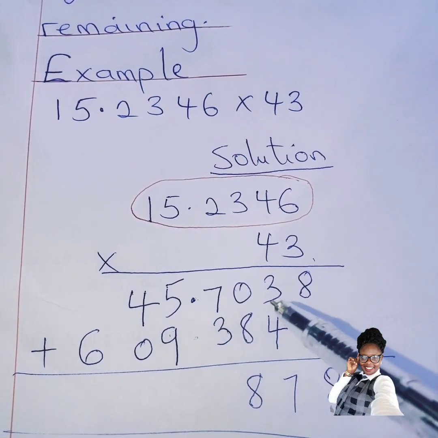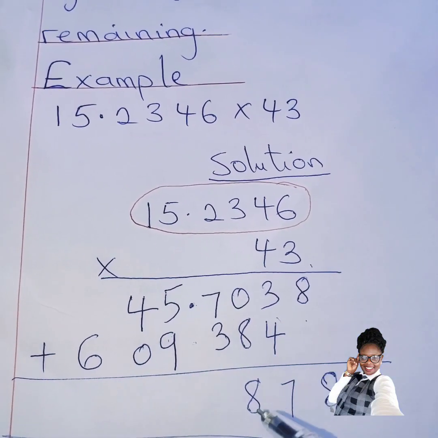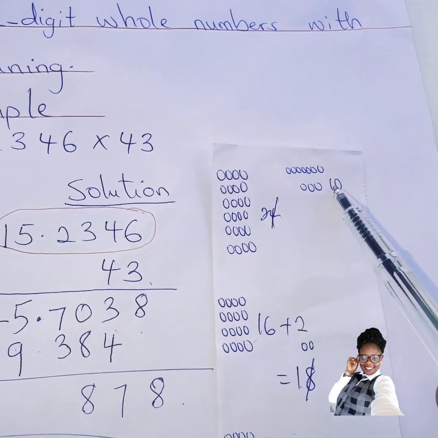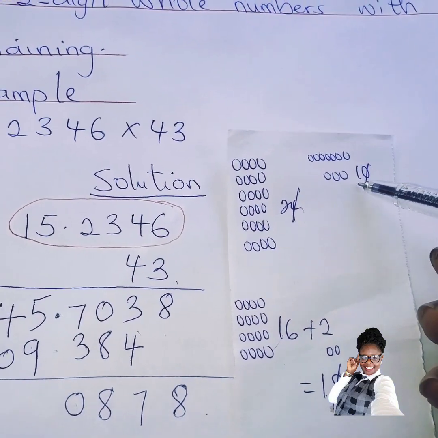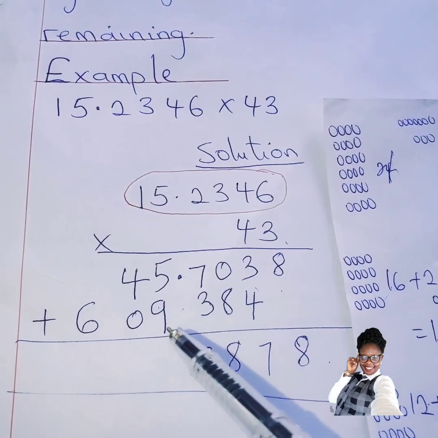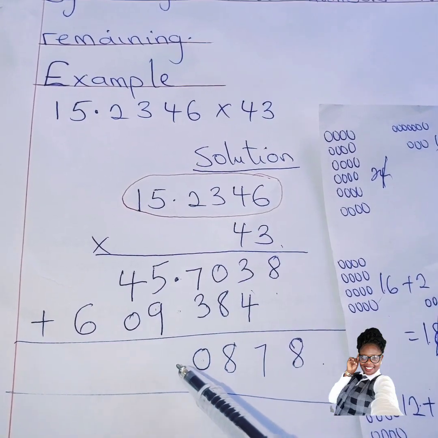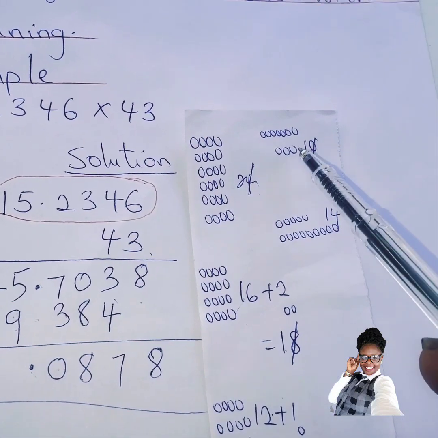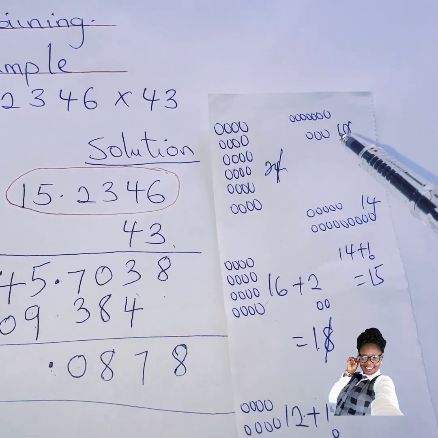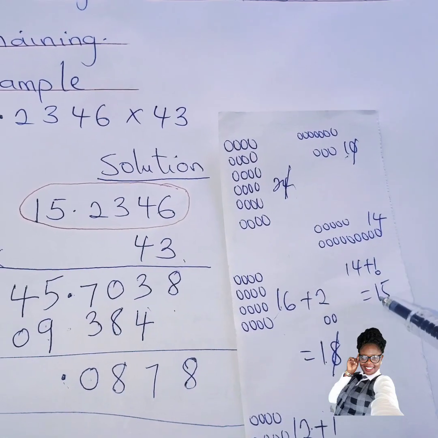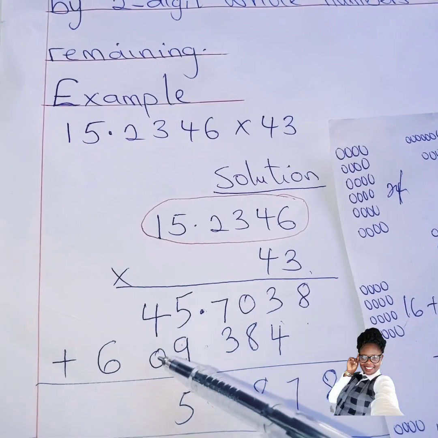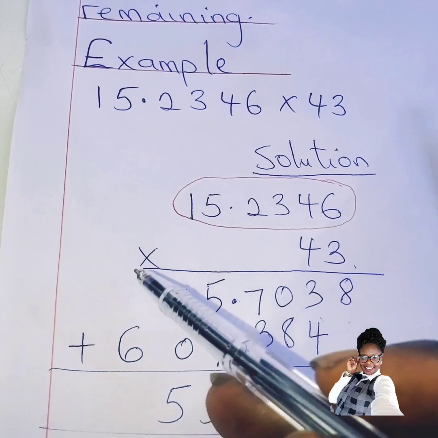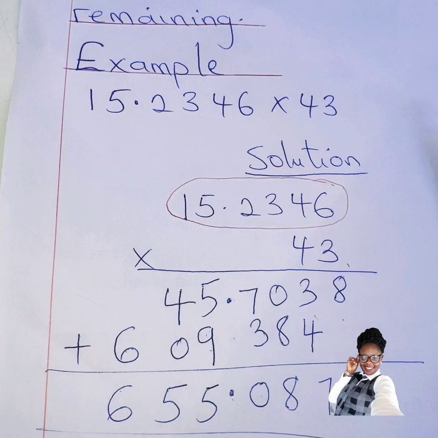8 plus nothing, 8. 3 plus 4, 7. 0 plus 8, 8. 7 plus 3 equals 10. I'll write the last digit here and cancel it out here, meaning I'm left with 1. I'll fix my decimal point here. 5 plus 9 equals 14, plus the 1 that I'm left with here, 14 plus 1, that's 15. 4 plus 0, 4, plus the one remaining, 4 plus 1, 5. And here, nothing plus 6 equals 6. So it's only 6 that is written here.